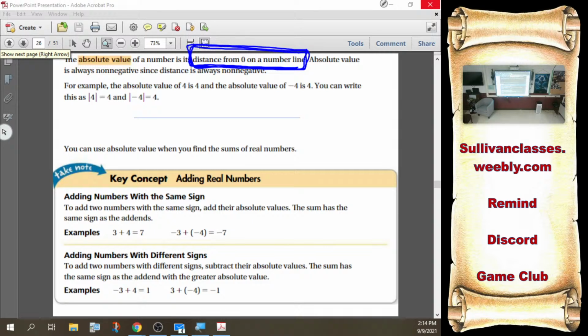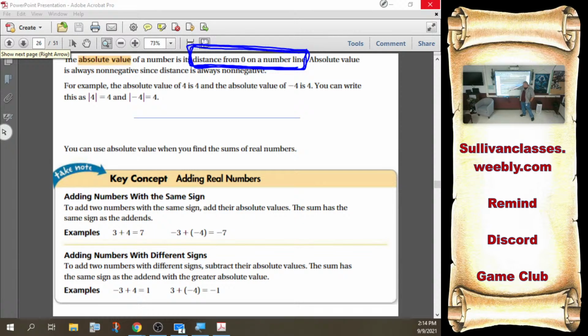So when I say the absolute value of 38, how far away from 0 is 38? If I say the absolute value of -67, positive or negative? Positive, because distance is always positive. Okay?